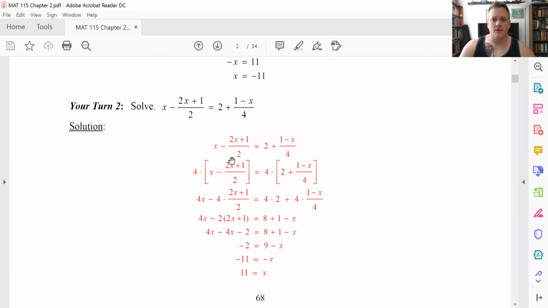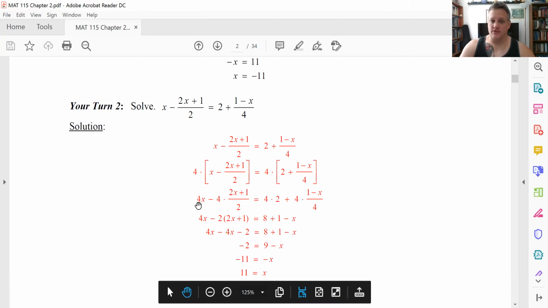All right, so notice that it contains fractions, and so the LCD of all fractions involved is 4. So I'm going to multiply both sides by 4. Remember to distribute that 4 through both terms each time. That results in this line.